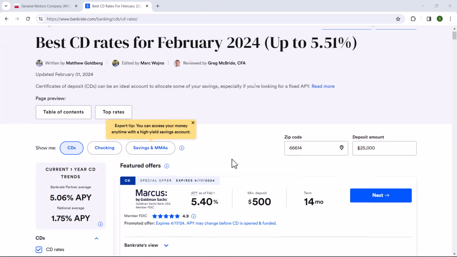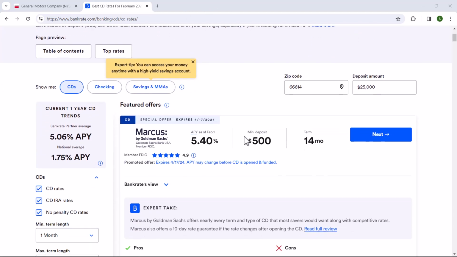This CD from Goldman Sachs here currently has a term of 14 months. I would put my money into that CD, a minimum of $500 according to the information here, and on a certificate of deposit I would usually earn quarterly interest. So they're going to pay me interest every 3 months. And right now they are advertising an annual percentage yield of 5.4%. So they're going to be paying me 5.4% for my money. That's the rate of return I'll receive on my money on an annual basis.